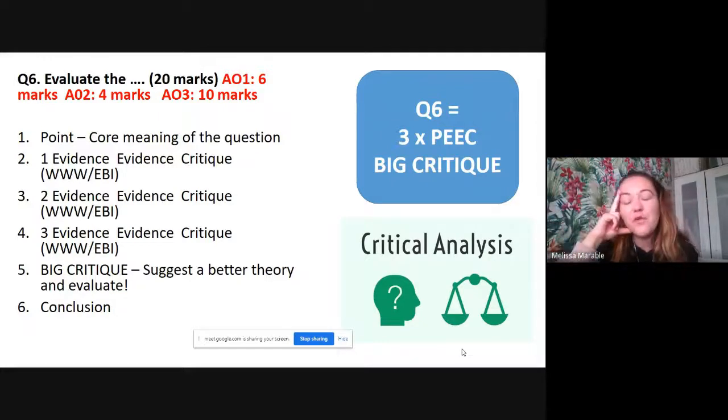So if the question was on, I don't know, functionalist explanations of gender inequality, you would talk about Parsons, you talk about Murdock, you talk about Davis and Moore. And then your big critique could be actually feminism provides a better understanding. And then you might talk about liberal or radical, whatever you wanted to do. And then your conclusion chooses whether or not functionalism is the best way to understand it. And that's how you do that one.